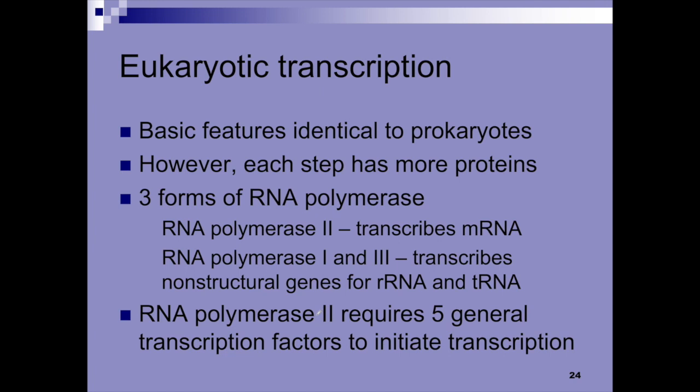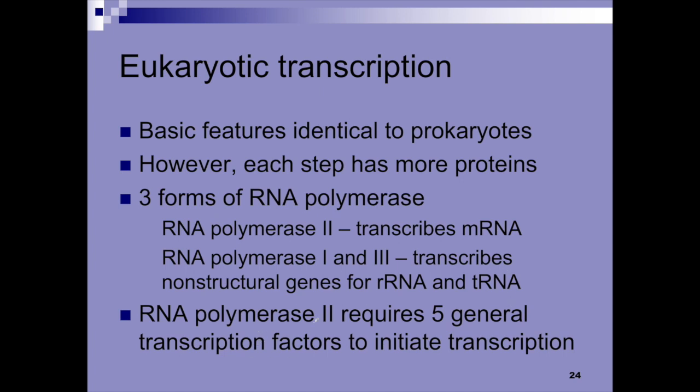Now, first of all, we have 3 different forms of RNA polymerase. RNA polymerase 2 is responsible for transcribing mRNA, but RNA polymerases 1 and 3 transcribe genes that are referred to as nonstructural genes, and these are genes that encode for ribosomal RNA and transfer RNA. Ribosomal RNA and transfer RNA are both going to be used during translation.